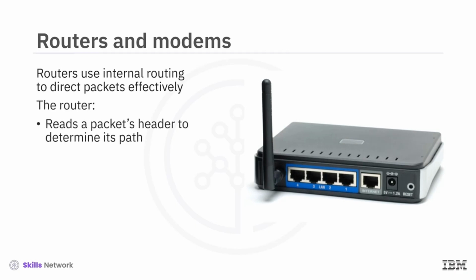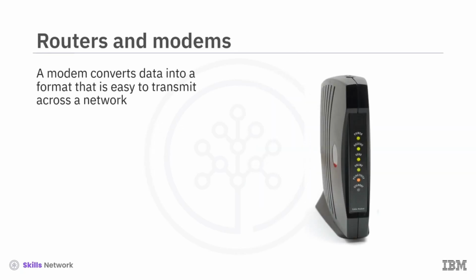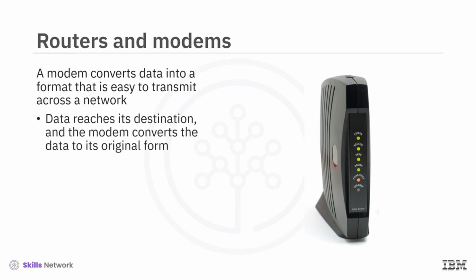The router reads a packet's header to determine its path, consults the routing table to figure out the most efficient path, then forwards the packet to the next network in the path. A modem, or modulator-demodulator, converts data into a format that is easy to transmit across a network. Once that data reaches its destination, the receiving modem converts it back to its original form. The most common modems in use today are cable and DSL modems.